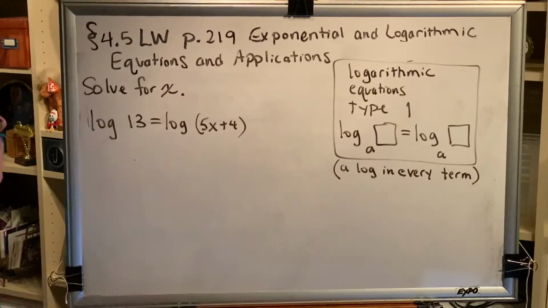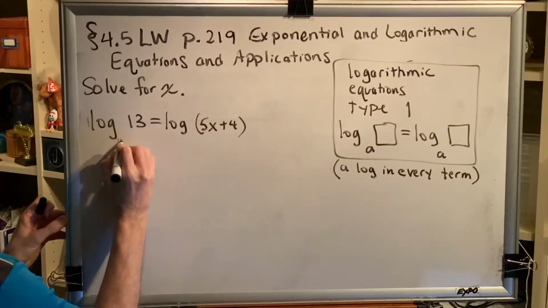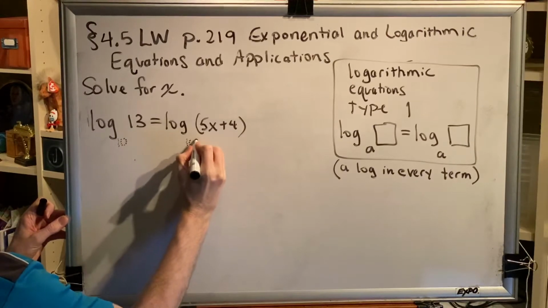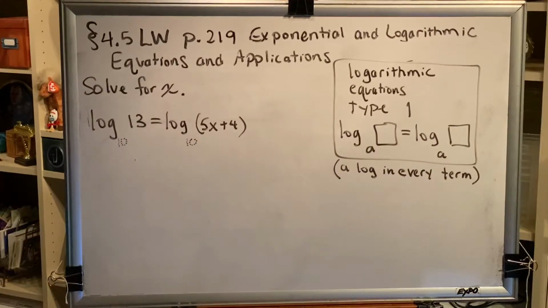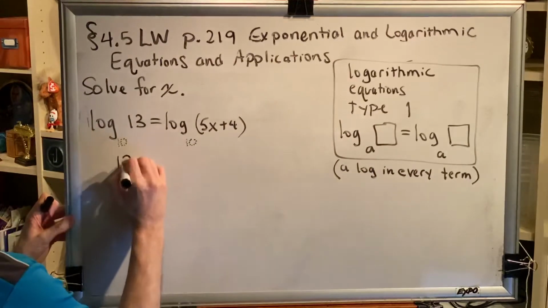Log of 13 equals log of the sum 5x plus 4. Notice that every term has a log and they're all the same base, which is base 10. And, how convenient, it's already in the correct form. This is the same thing as log base 10 of 13 equals log base 10 of the sum 5x plus 4. Since it's already in the right form, we drop the logs and set the arguments equal to each other.